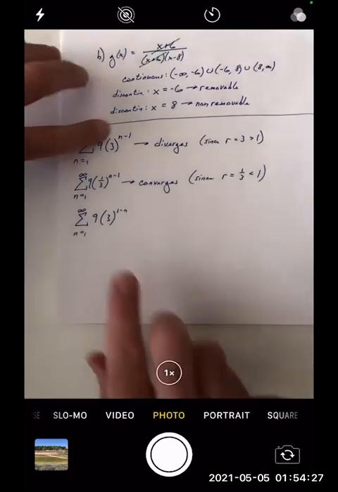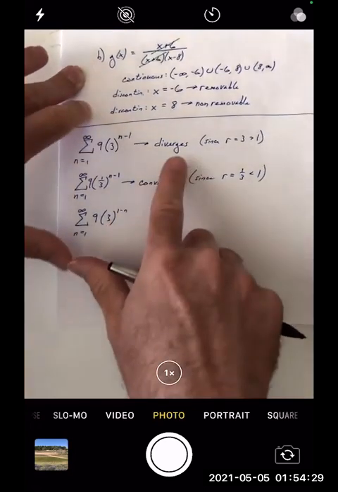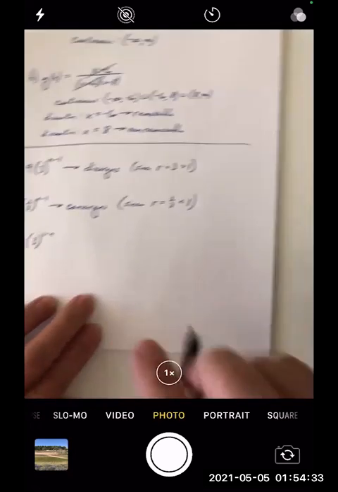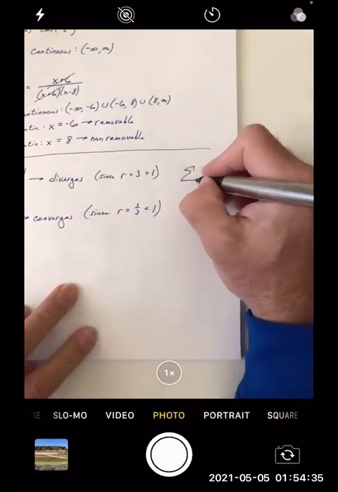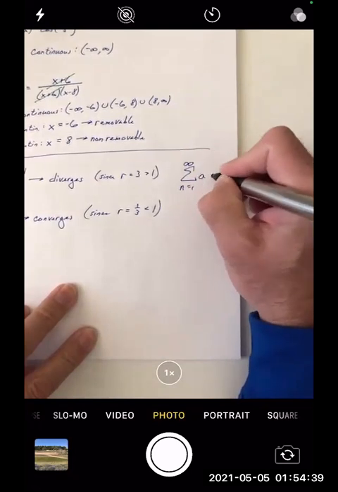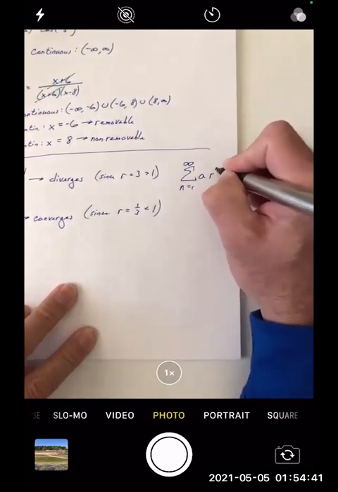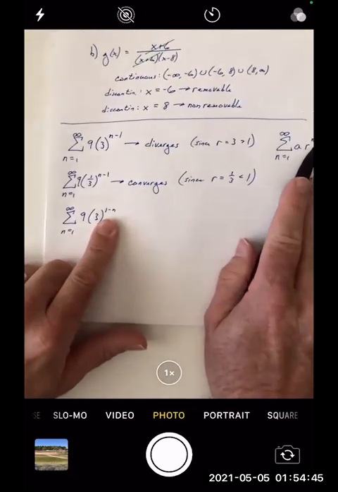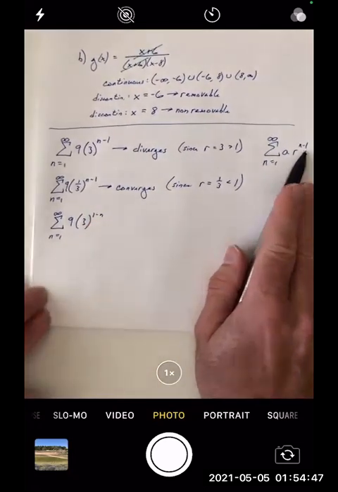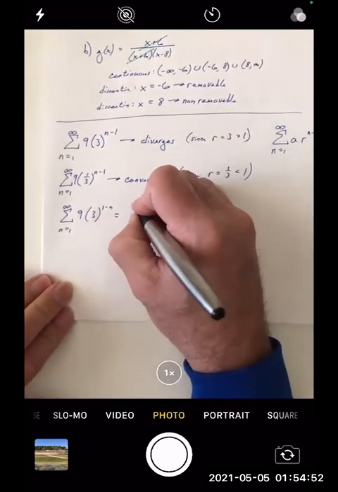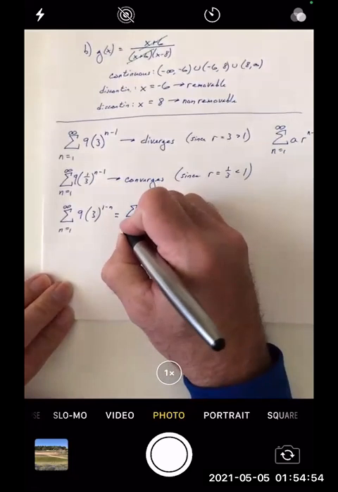Your exponent's different. In order to see if it converges or diverges, it has to fulfill that format. It has to be the sum from 1 to infinity of a times r to the n minus 1. That is not what you have. You have 1 minus n. So you've got to play around with it before you can decide if it's going to converge or diverge.